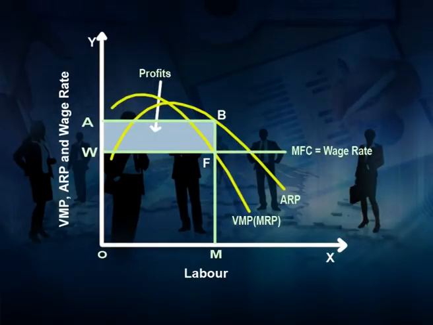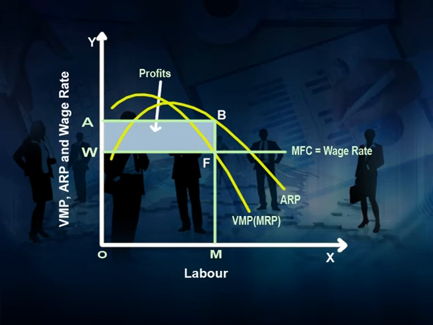Thus, under conditions of perfect competition in the factor and product market, a firm will equate the wage rate with the value of marginal product or marginal revenue product of labor. It may be noted that in the short run, when the firms achieve equilibrium by equating VMPL to the wage rate, they may be making supernormal profits or losses depending upon the level of employment.